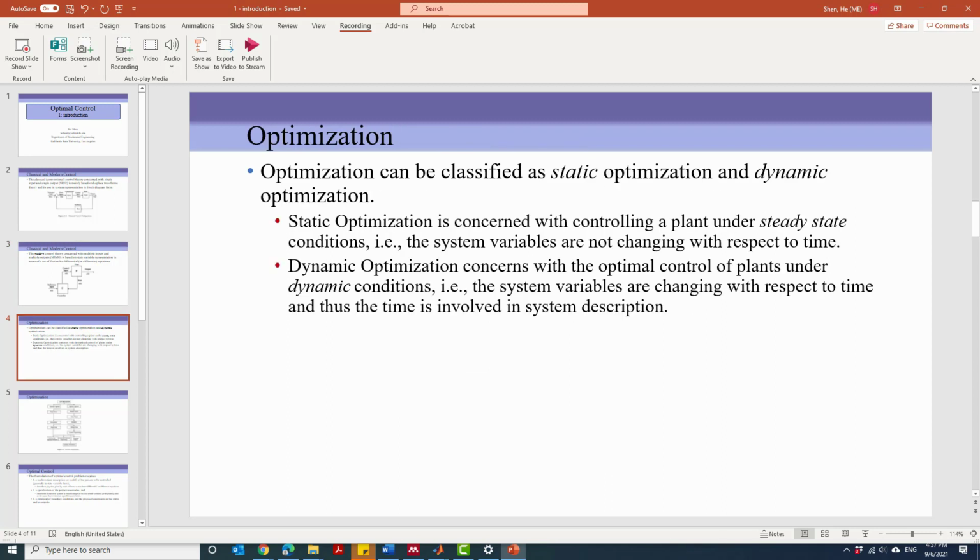Optimization can be classified into 2 categories, the static optimization and the dynamic optimization. Static optimization is concerned with controlling a plant under steady state condition. That is, the system variables are not changing with respect to time. On the other side, the dynamic optimization is concerned with problems where the system variables change with the time.